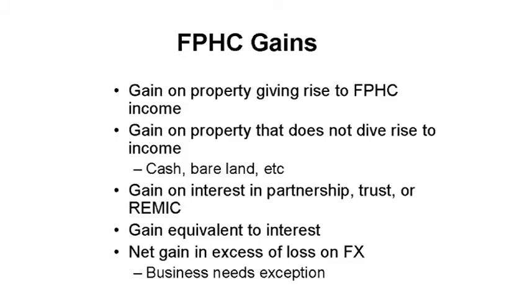Gains from the sale of property are Subpart F income in several cases. First, gains from disposition of property that gives rise to Subpart F income are themselves Subpart F income. Thus, if a bond is sold at a gain, the gain is Subpart F income, unless the interest income on the bond would meet one of the exclusions.